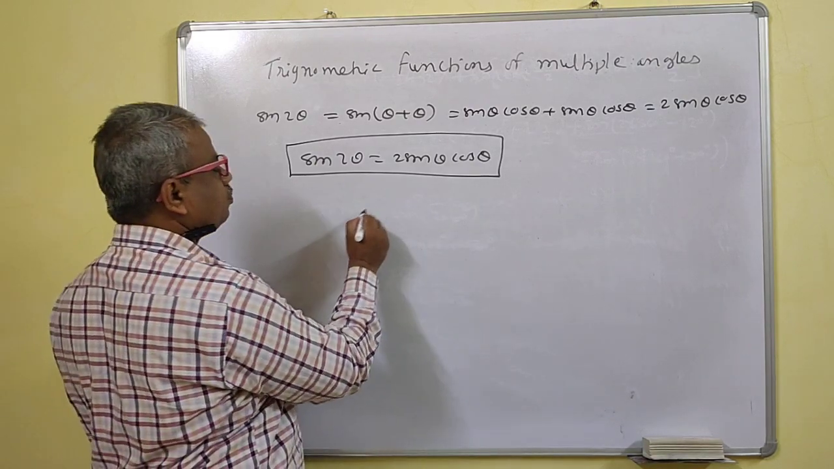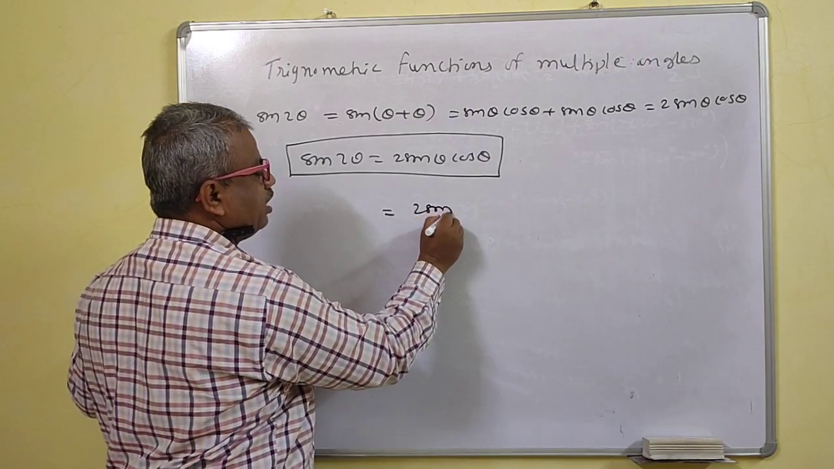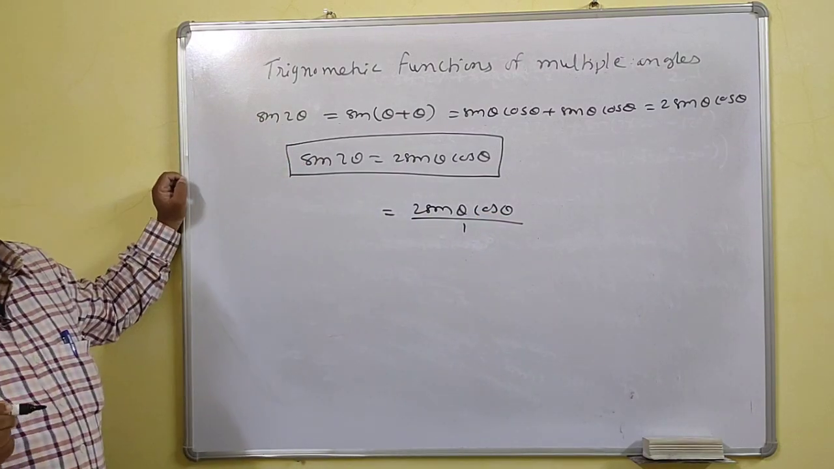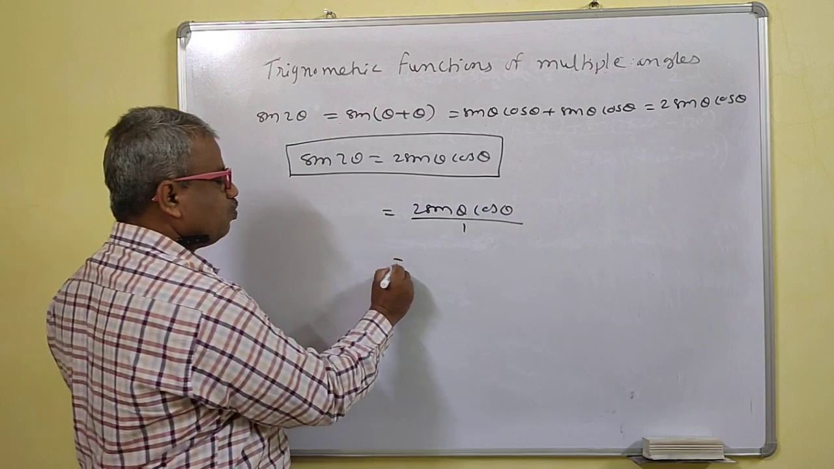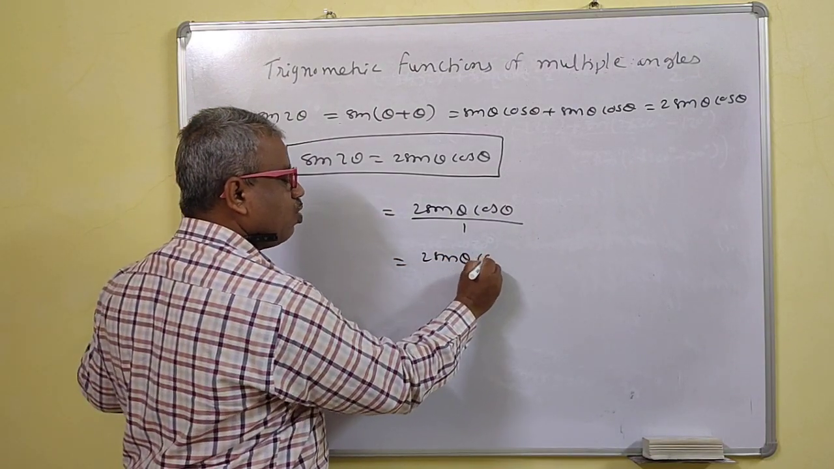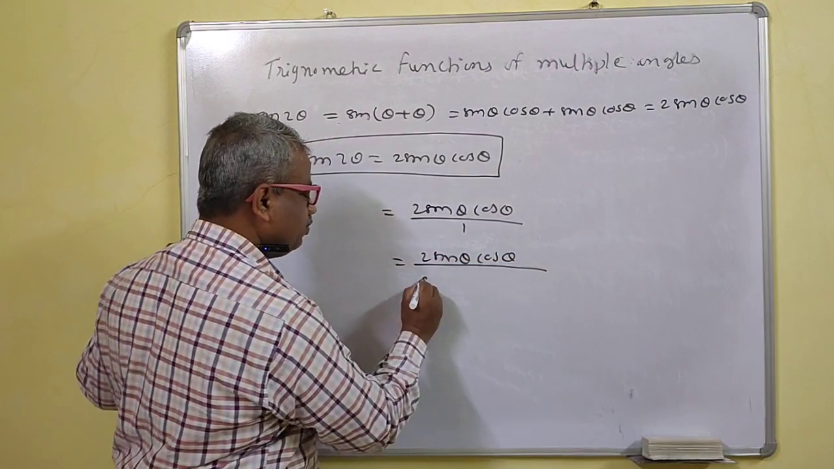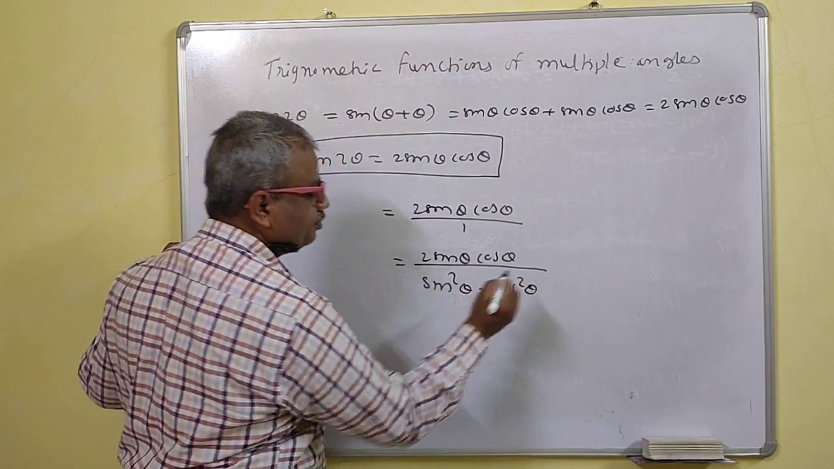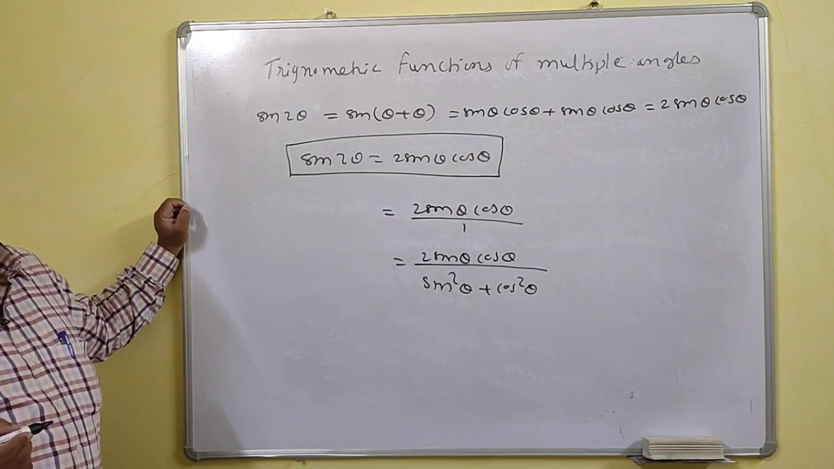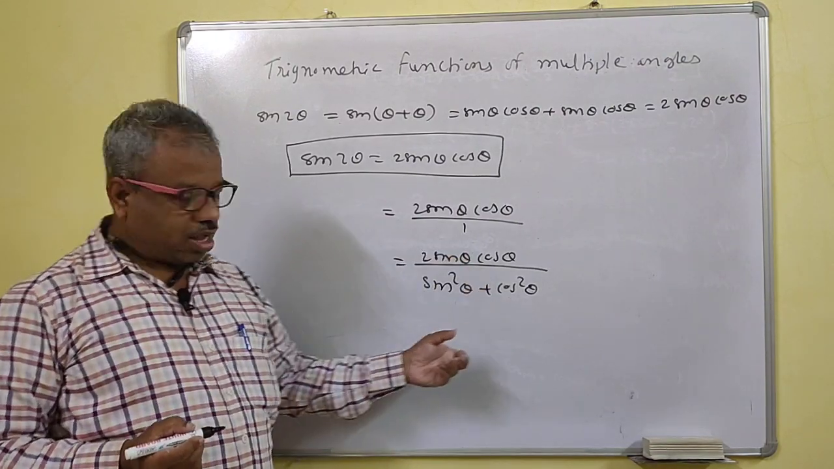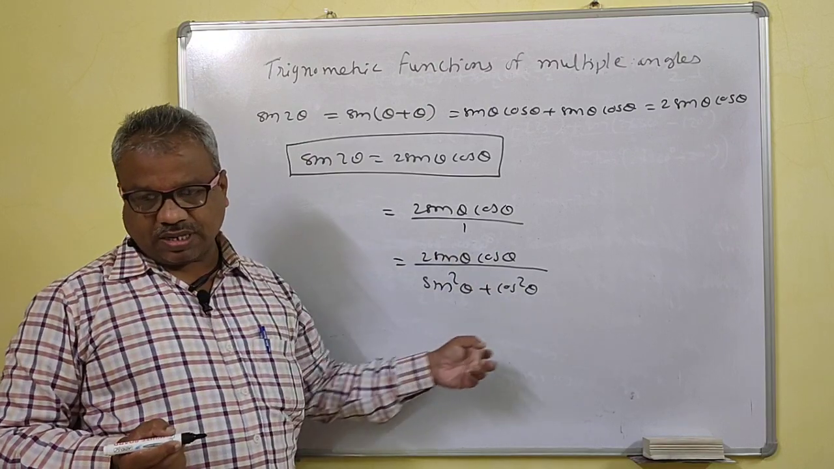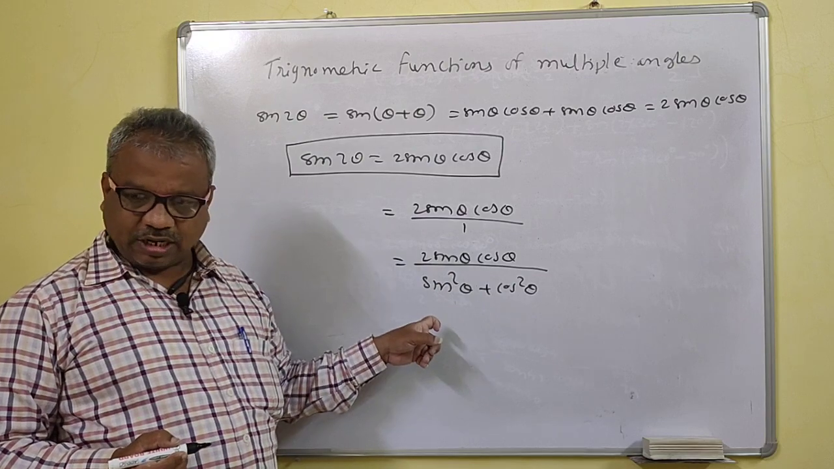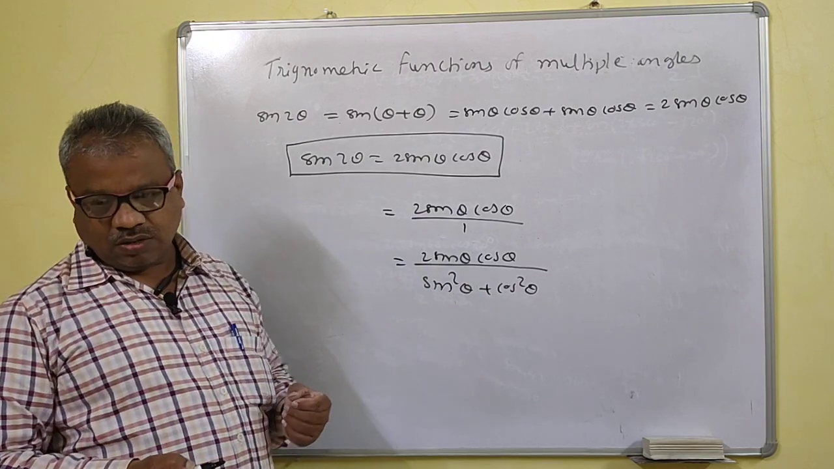Now see, this is 2 sine theta cos theta upon 1. Here 1 is everywhere, so we write 1 as sine square theta plus cos square theta. What I will do is divide by cos square theta, to both the numerator and denominator. That means to every term of the numerator and denominator.